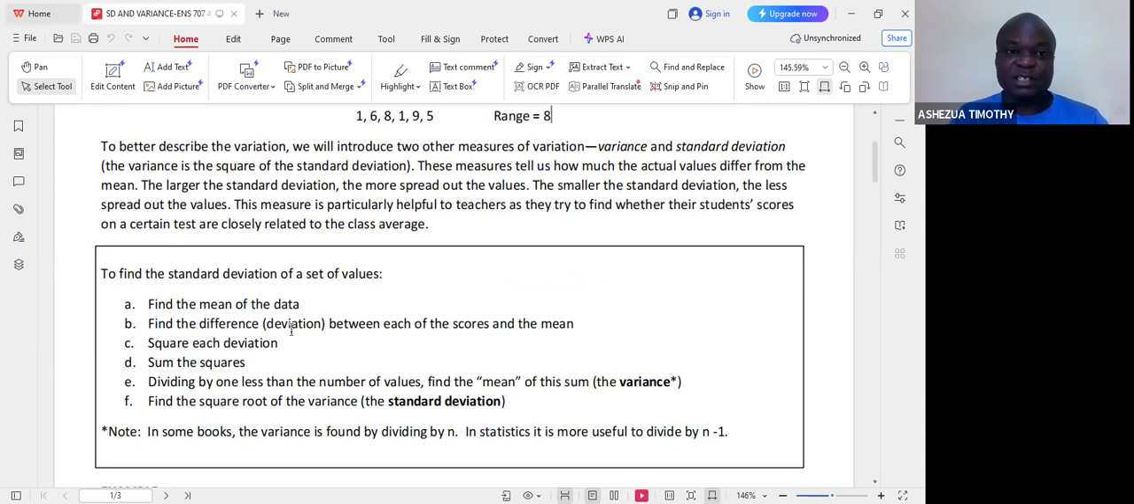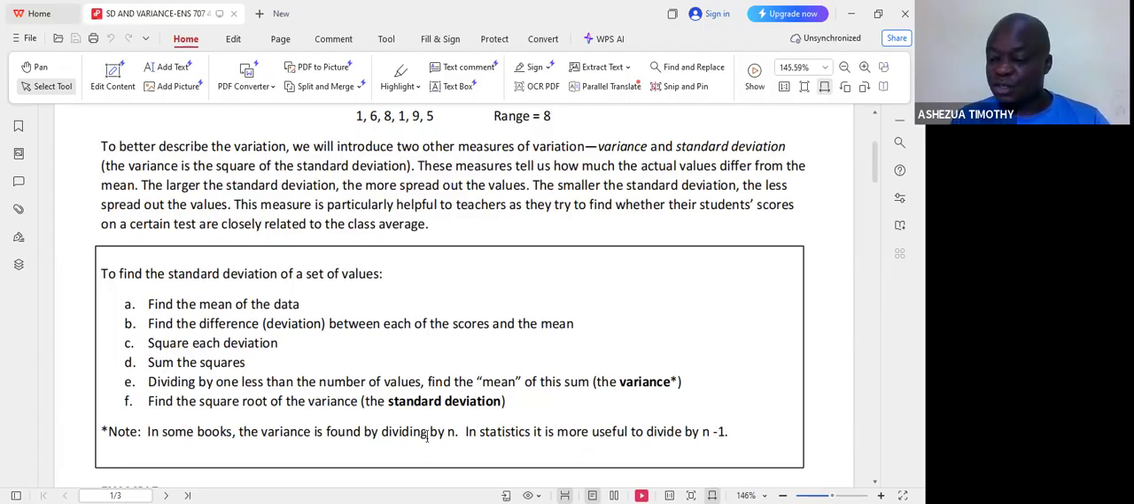Next, you find the difference, the deviation, between each of the scores and the mean. Square each deviation, sum the squares, and divide by 1 less than the number of values. Find the square root of the variance. That's the standard deviation. Now, note, in some books, the variance is found by dividing by n. In statistics, it is more useful to divide by n minus 1.